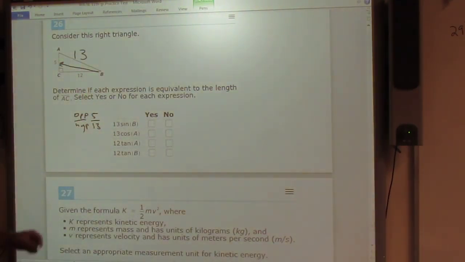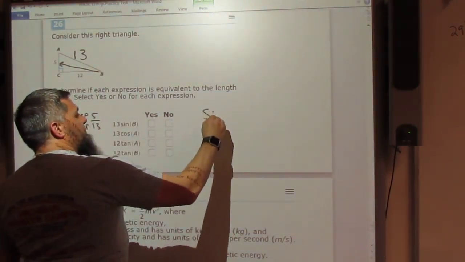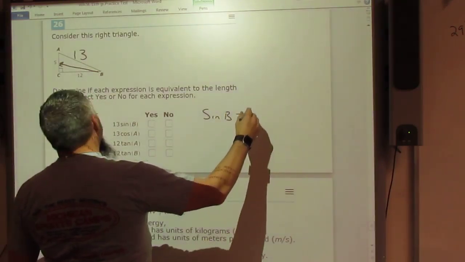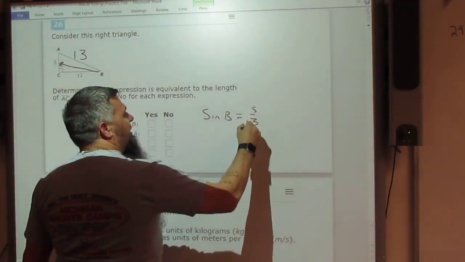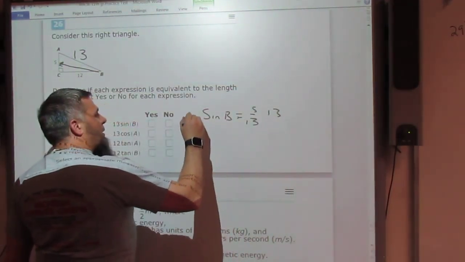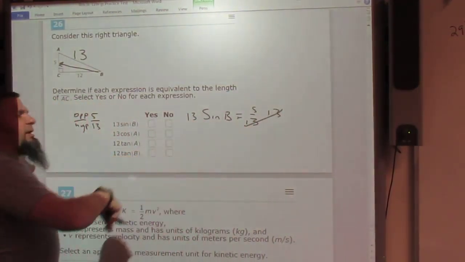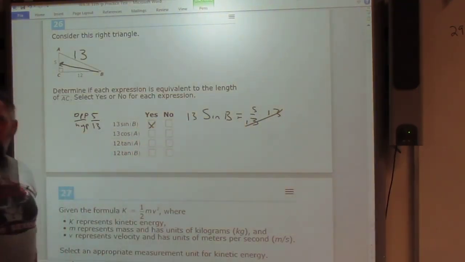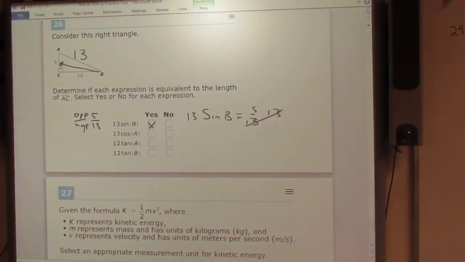Correct. So the sine of B would equal opposite, or 5 over 13, right? And if I multiply both sides by 13, then these would cancel and I'd get 13 times the sine of B is equal to 5. And is 5 AC? Yes. It is. So that would work.